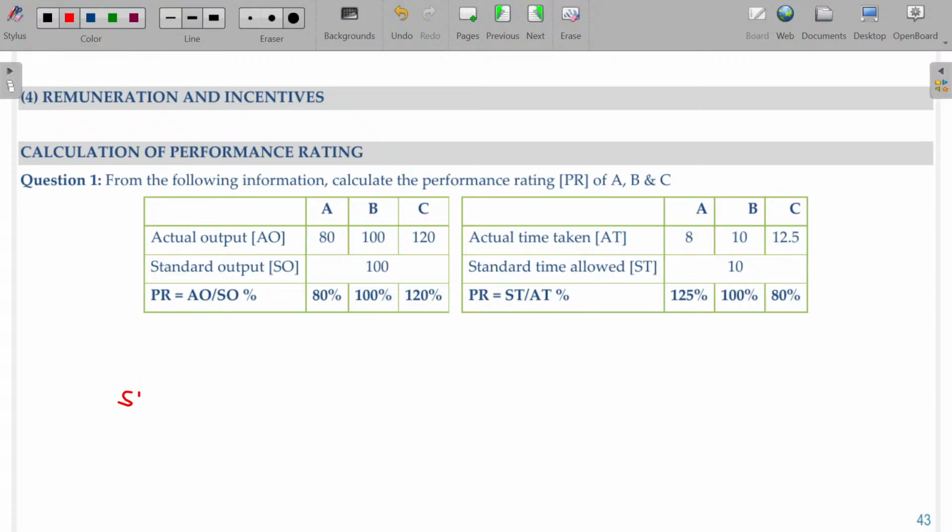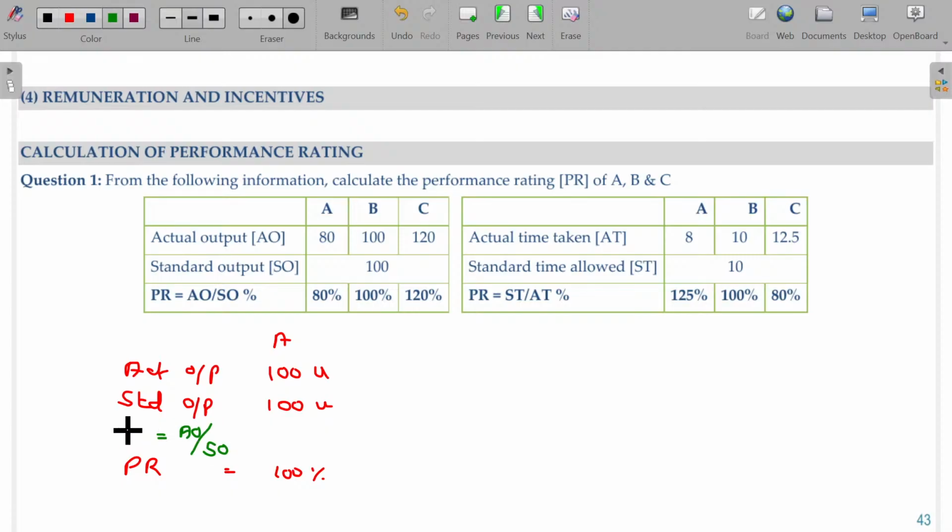Standard output being 100 units, where actual output produced by A being 100. What does it mean? Okay. What we expected, he produced the same. Then his performance rating will be equal to 100%. How will you calculate? Actual output divided by standard output is the performance rating. Clear?